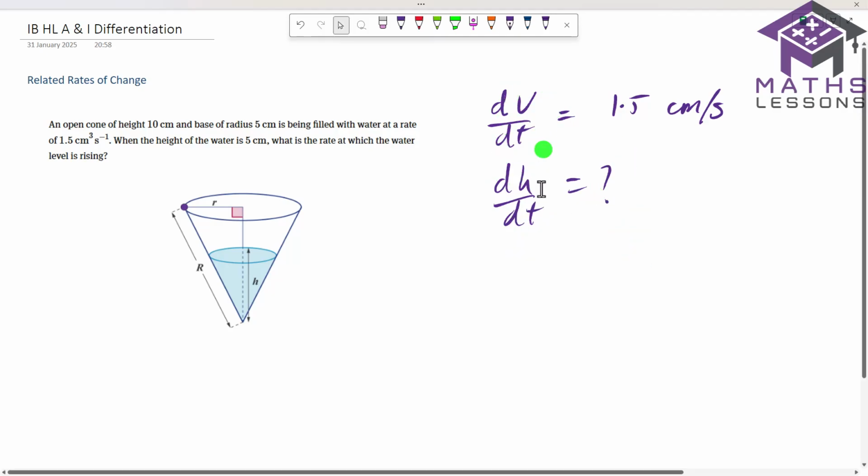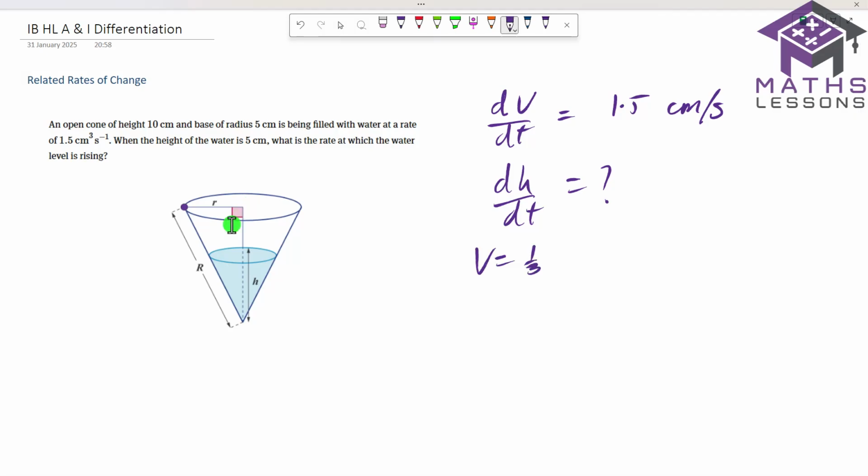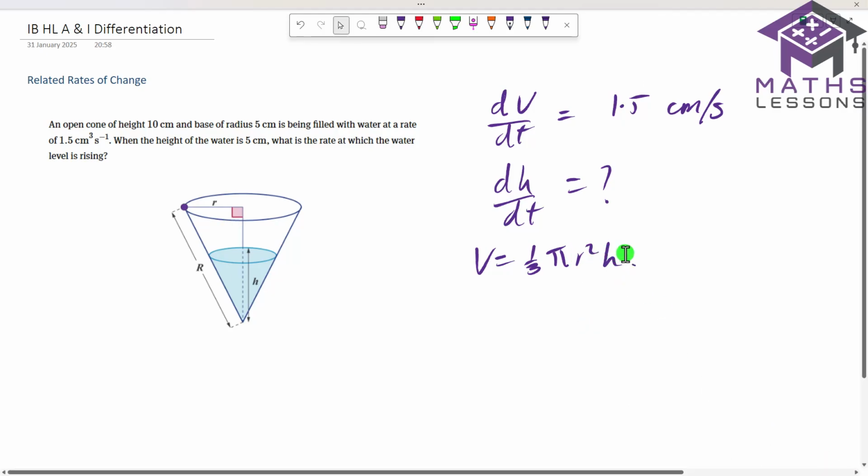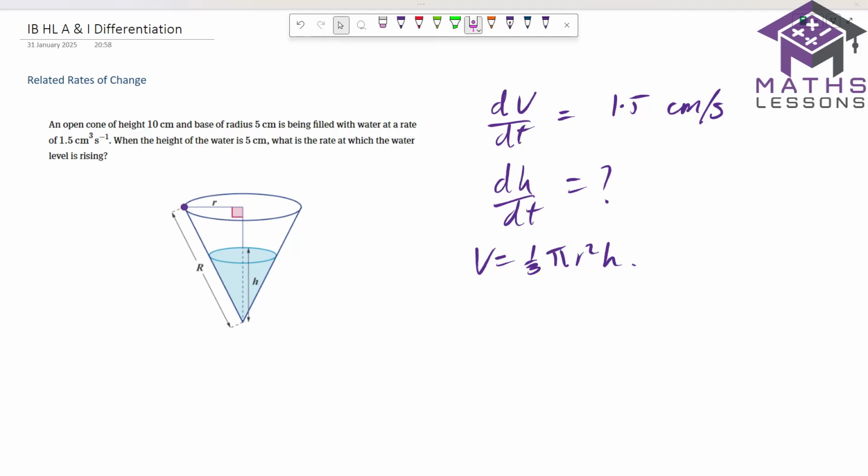Now, we can relate these two rates of change using volume and height. We can find the volume of the cone, and the volume of the cone is equal to 1/3 pi r squared h. Because we've got volume in terms of r and h, and we only want to connect V and h, we don't want the r. So we need to find a relation between r and h.